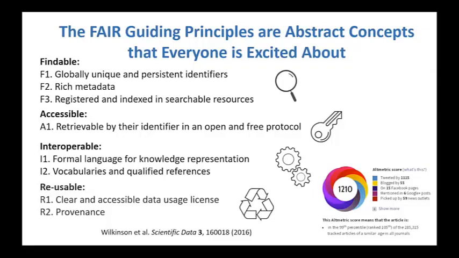And overall, this is some more breakdown. We want to have global unique identifiers, rich metadata. The dataset, or the digital object, should be registered and indexed in searchable resources, retrievable by the identifier. Formal language should be used to represent the metadata of the resource, vocabulary, and qualified references. And also there should be a license and versioning of the resources.